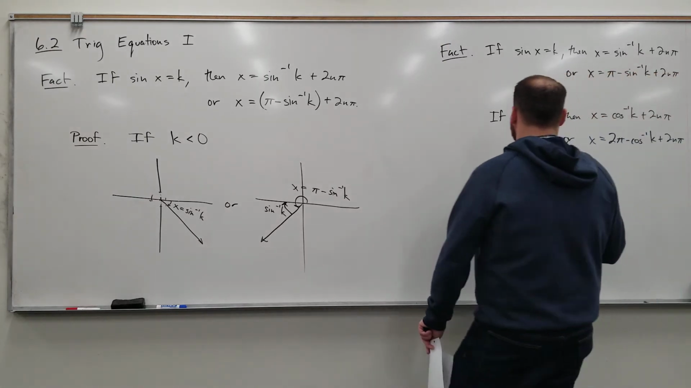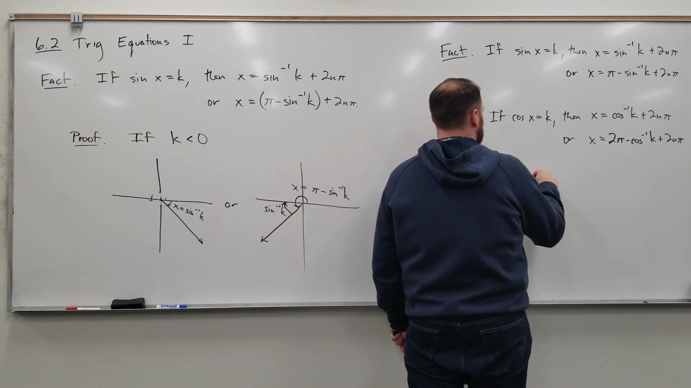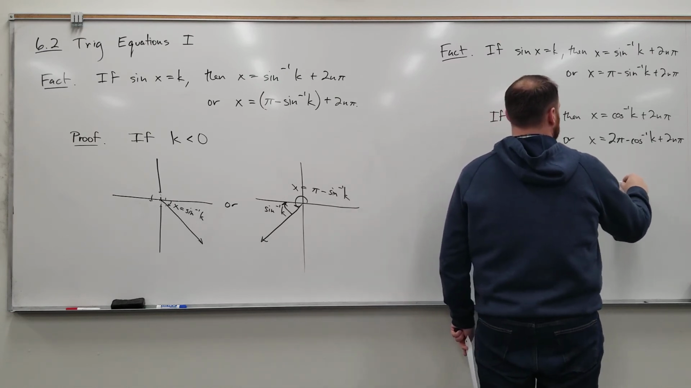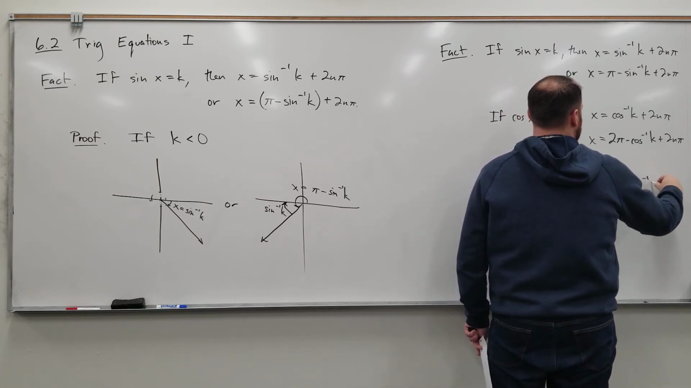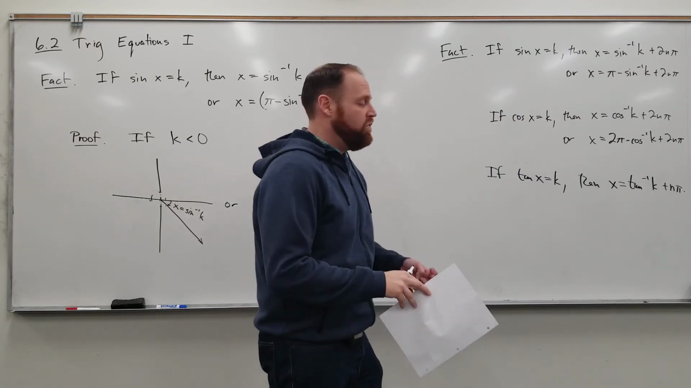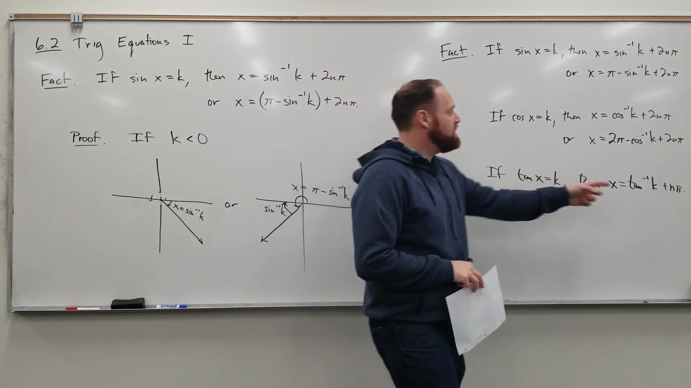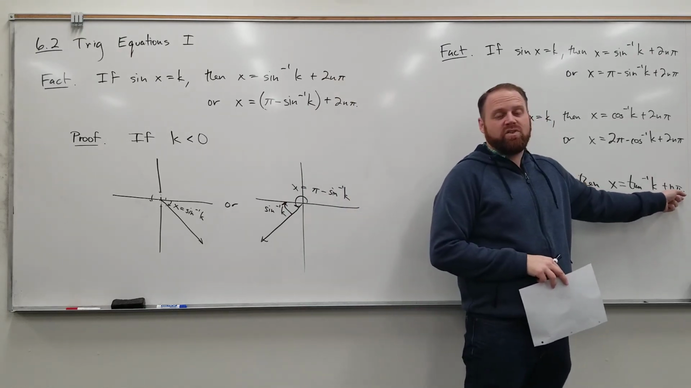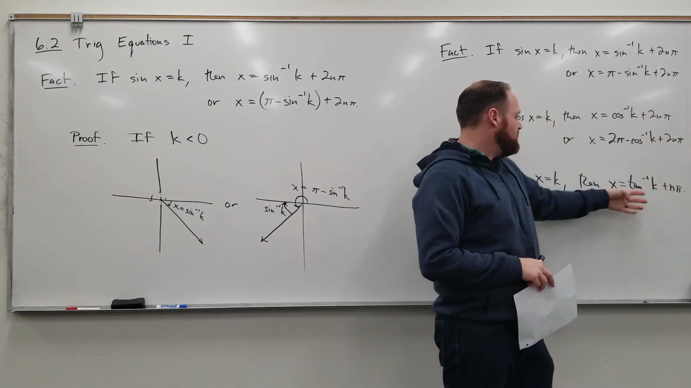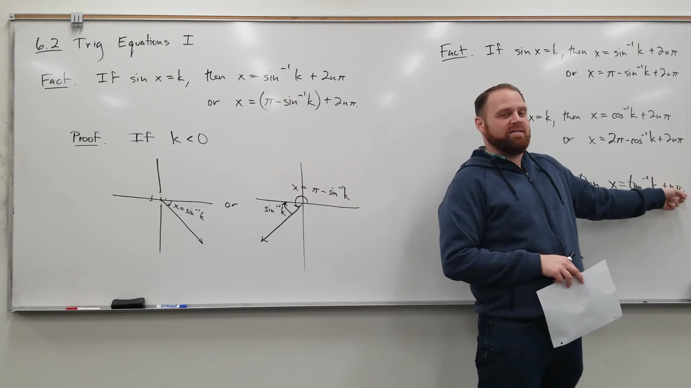And then finally, tangent's the easiest one. So if tangent x equals k, then x equals tangent inverse of k plus n pi, and that's it. There's only that one set of solutions for tangent. But notice that because the period of tangent is only pi instead of 2 pi, right? The solutions are tangent inverse of k plus n pi, not plus 2n pi. Okay.